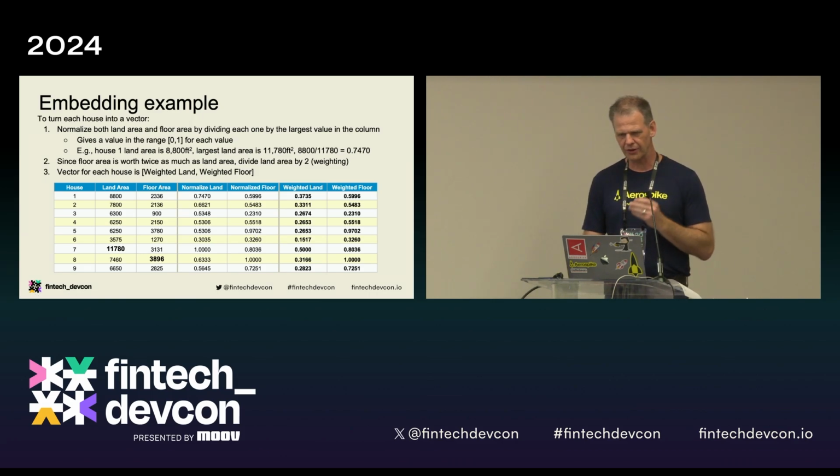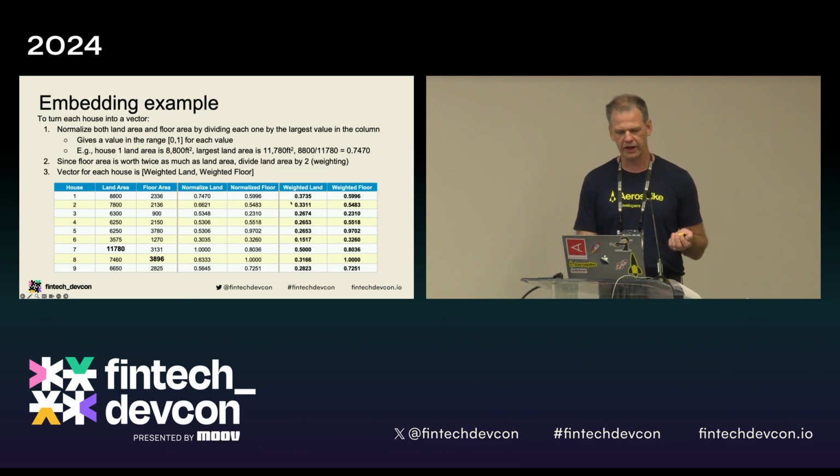Okay, well, I said that I wanted my land area to be twice as important as my floor area. So now I'm going to weight it. To weight the normalized land area, I'm just going to divide it by 2. My floor area, I'm just going to leave the same. So this column and this column are the same, and this is this divided by 2. And this forms a vector. So my vectors are this combination of weighted land, weighted floor.